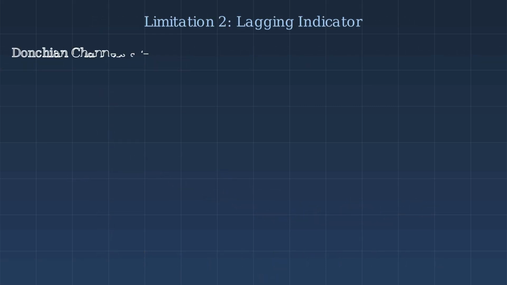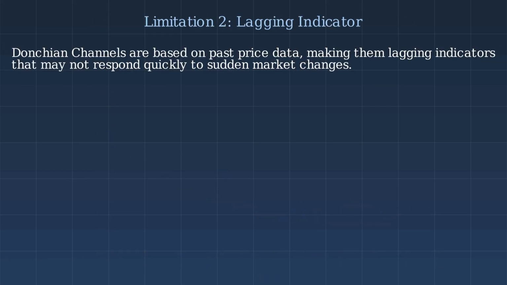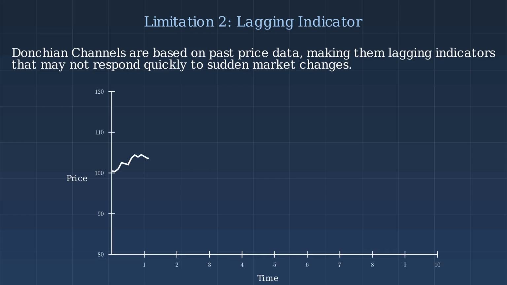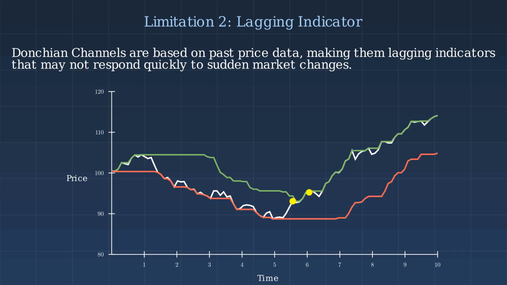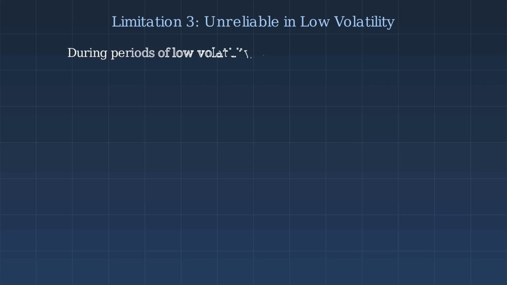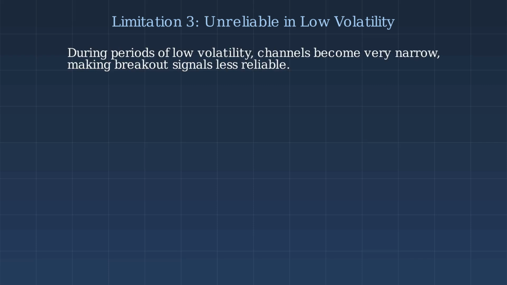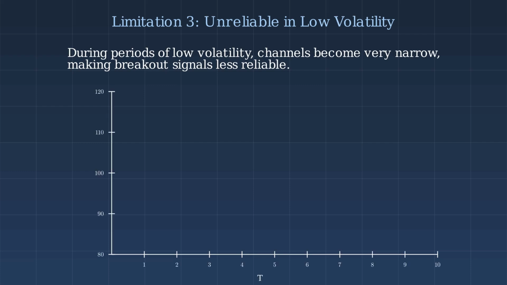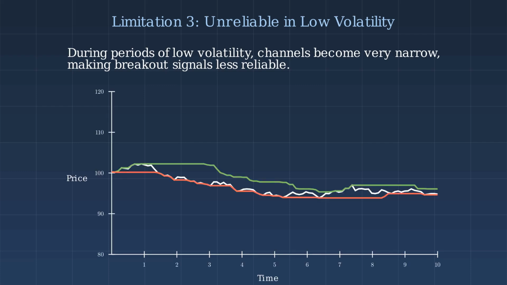The second limitation is that Donchian channels are lagging indicators based on historical data. When sudden price movements occur, the channels take time to adjust, potentially delaying entry or exit signals. Notice how the upper channel only gradually follows the price action after a significant move, creating a lag in signal generation. The third limitation occurs during periods of low volatility, when the channels become very narrow. Narrow channels can cause even minor price movements to trigger breakout signals. These small breakouts are often just noise rather than meaningful trend changes, leading to poor trade quality.